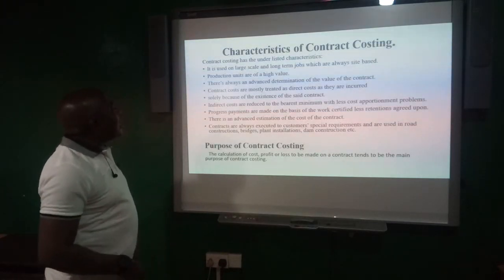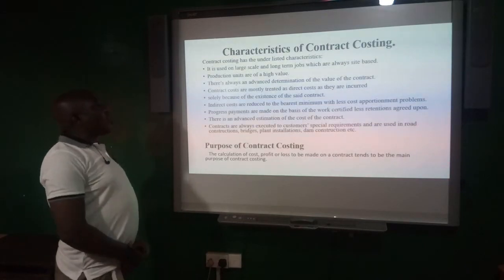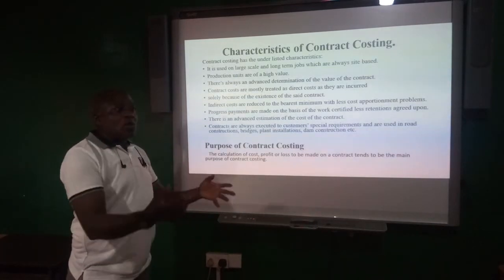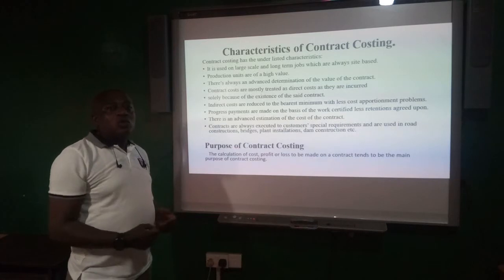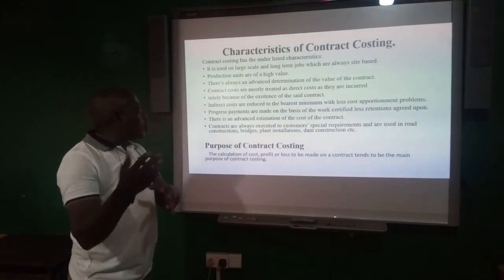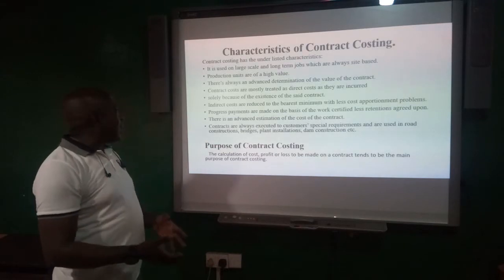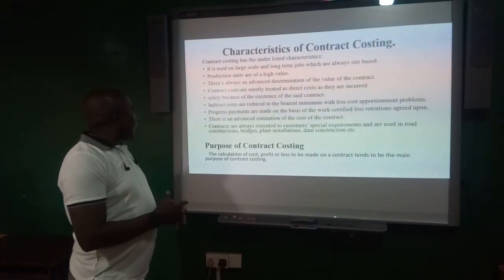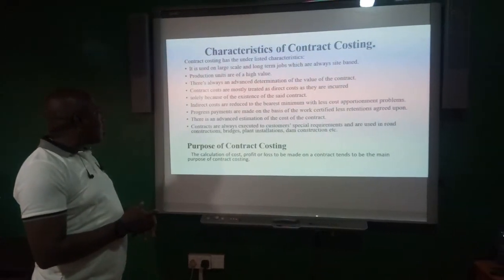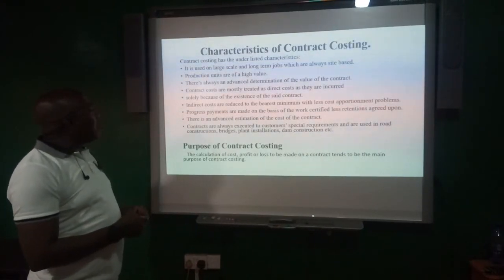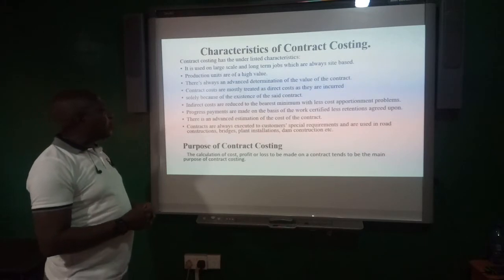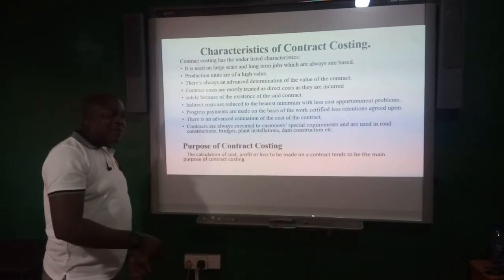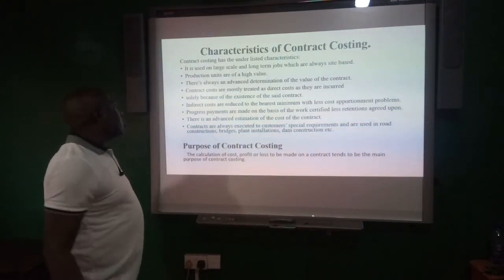There is always an advanced determination of the value of the contract. Before the contract is started, they can cost the contract. This will cost the government, or it will cost me as an individual contractee, so and so amount. And contract costs are mostly treated as direct costs as they are incurred solely because of the existence of the said contract. Indirect costs are reduced to the barest minimum with less cost apportionment problems, because all the costs being incurred are incurred because of the existence of that particular contract.